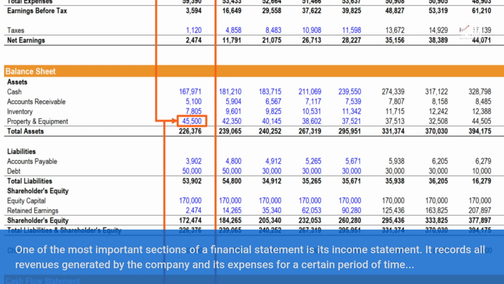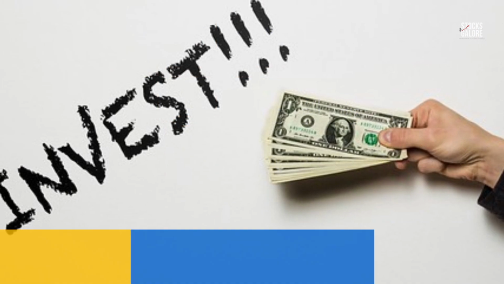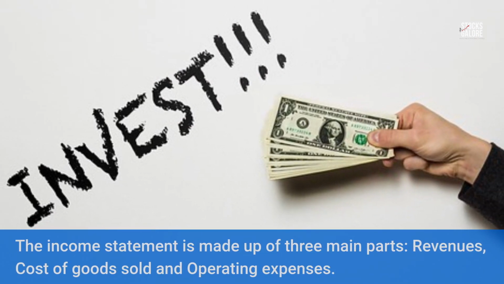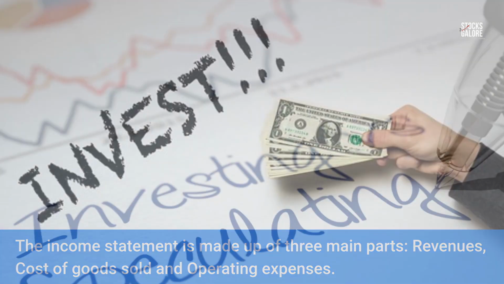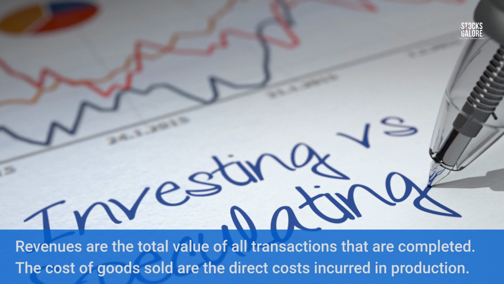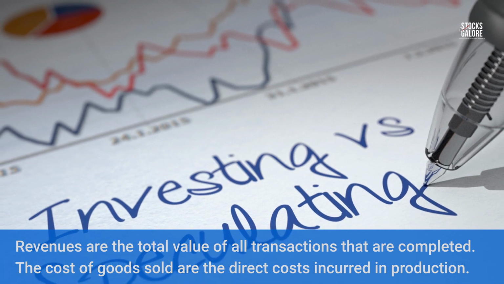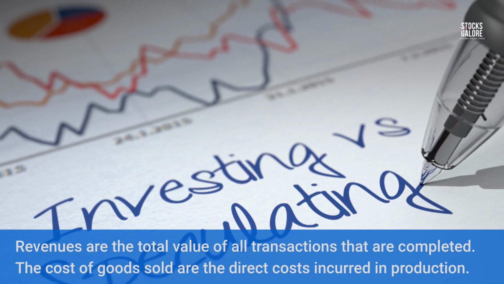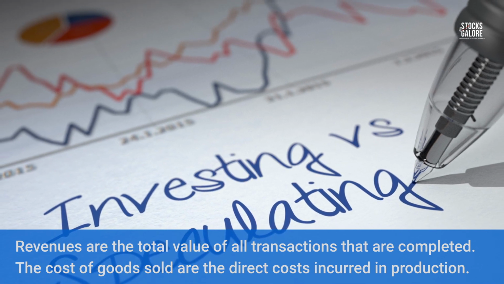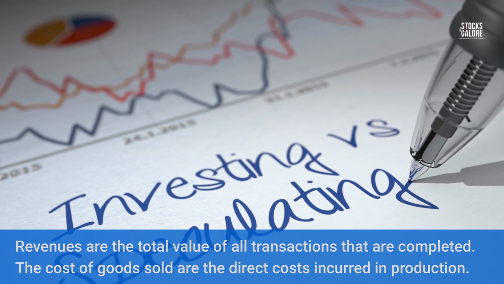The income statement also discloses what dividends shareholders received from the company, as well as any changes in share prices during that time period. The income statement is made up of three main parts: revenues, cost of goods sold, operating expenses. Revenues are the total value of all transactions that are completed. The cost of goods sold are the direct costs incurred in production. Operating expenses are all other costs that are not directly related to the creation or sale of products or services.